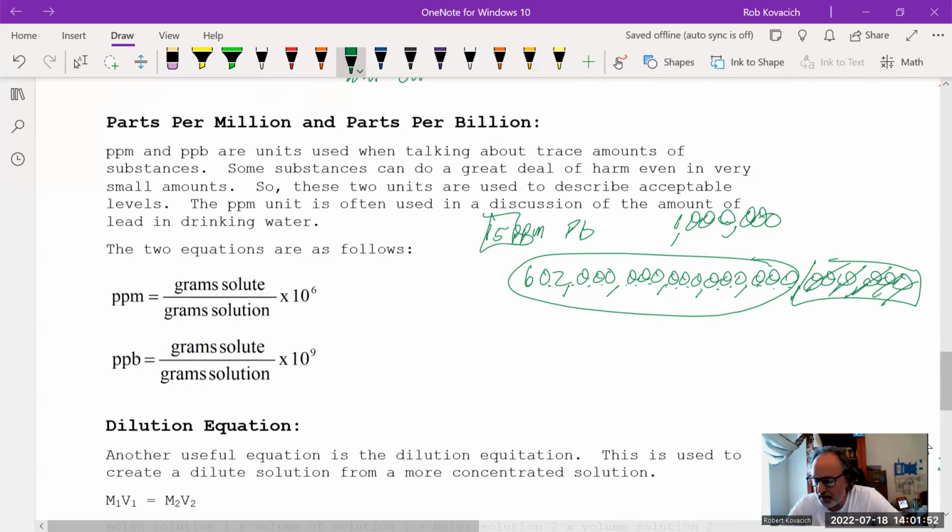It'll end up most likely causing some sort of nerve degeneration or some kind of cancer. So I know that 15 out of a million doesn't sound like very much, but when you've got that many total atoms, you're still looking at a great deal of these contaminants, in this case, the lead. And then parts per million, same situation.